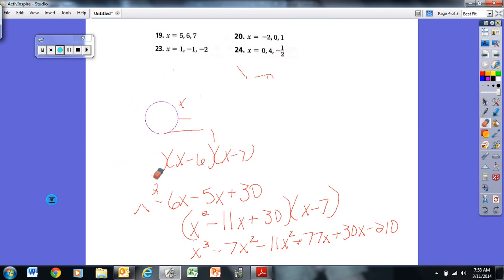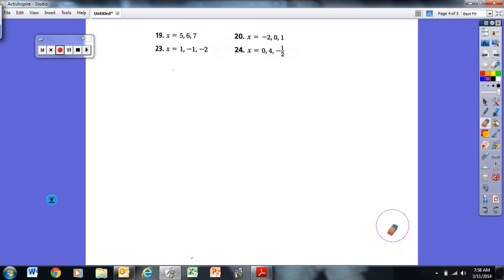Try 23 right now. You try it, and then pause the video and come back and see if you did it correctly. So the factors are x minus 1, that's where x equals 1 comes from, x plus 1, that's where x equals negative 1 comes from, and x plus 2, that's where x equals negative 2 comes from.